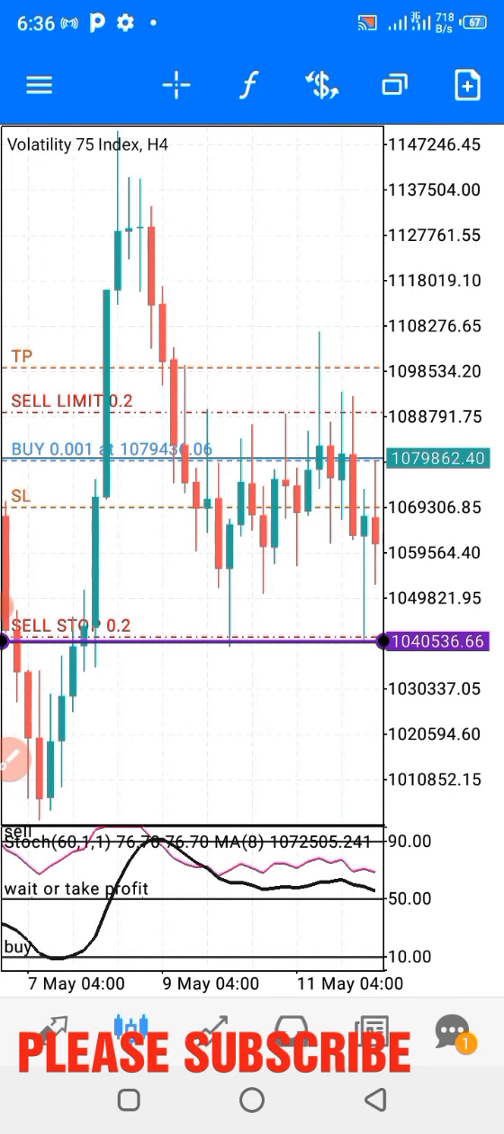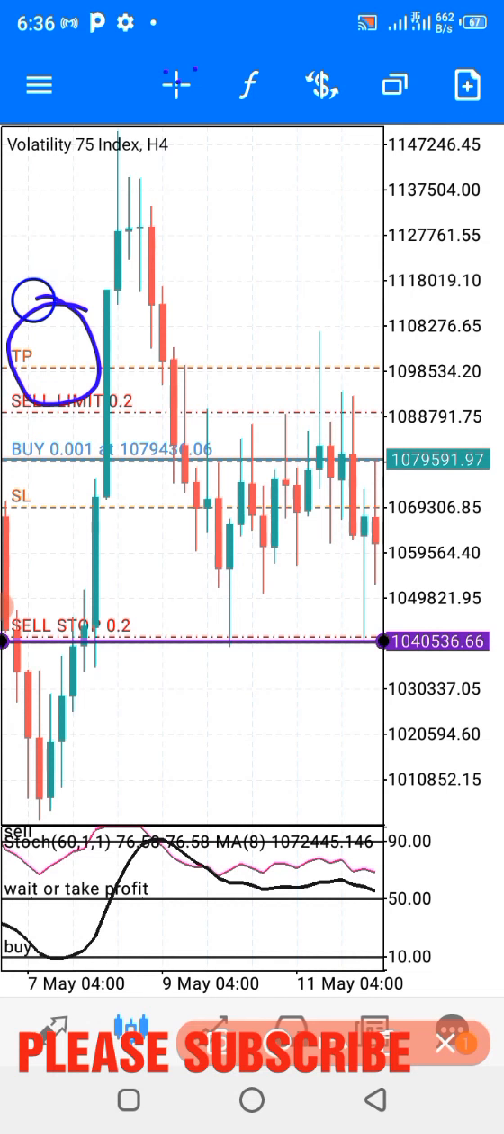Okay, I didn't look at any swing point. I just used a mathematical way. So you put it here, using your risk to reward ratio. You can decide to use 3:1, whereby you are making 3 times your risk. It's good. A risk reward of 2:1, 3:1.